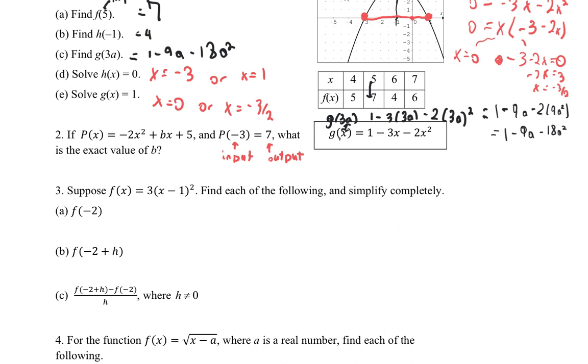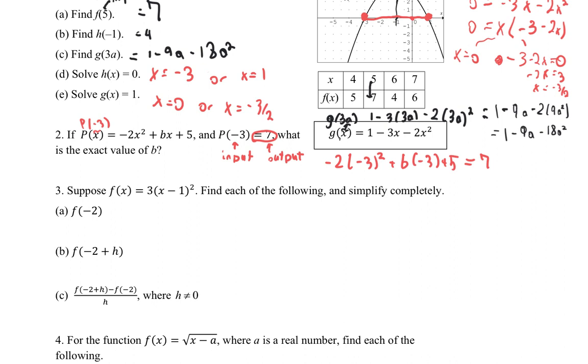So, again, we normally have a p of x. Well, now we have p of minus 3. So where our x's were, those are going to become minus 3's. So, negative 2 times negative 3 squared plus b, we don't know what that is, we'll try to solve for that, times negative 3 plus 5. And what is that going to equal? That's going to equal whatever we get out of it, which according to this is equal to 7. So equals 7. So now we can try and solve for this.